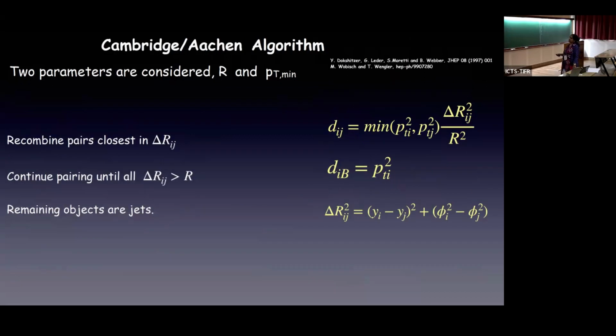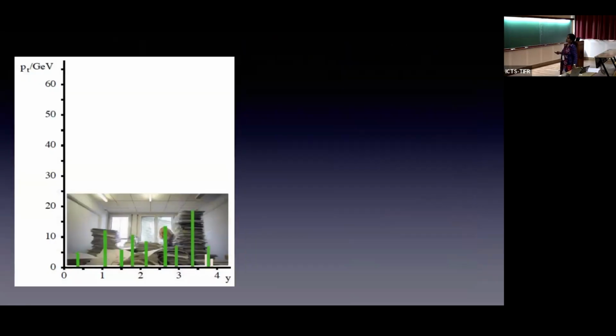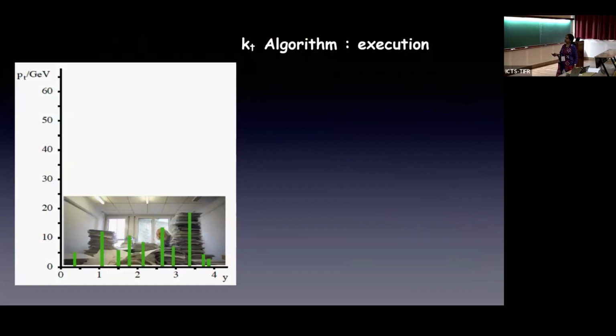And in the CA algorithm, it's just the minimum, it just recombines pairs close in delta R. This factor is not actually there, so you just see the delta R value and whatever particles are there, just recombine them. Now let's see how this functions for the kT algorithm. It functions similarly for anti-kT also, but you will see what the difference is when you get the jets.